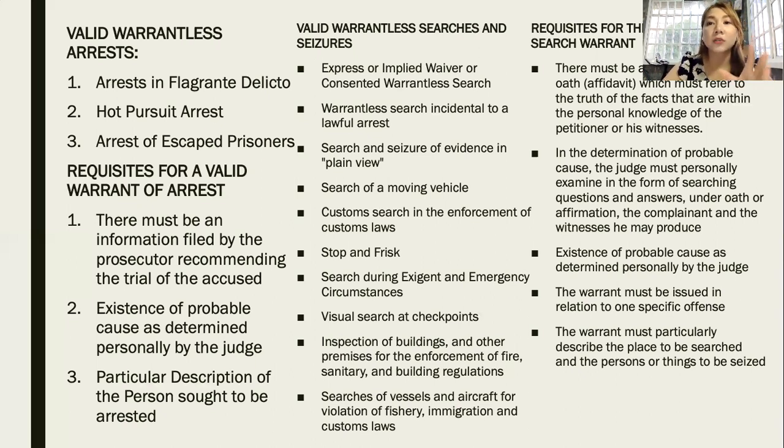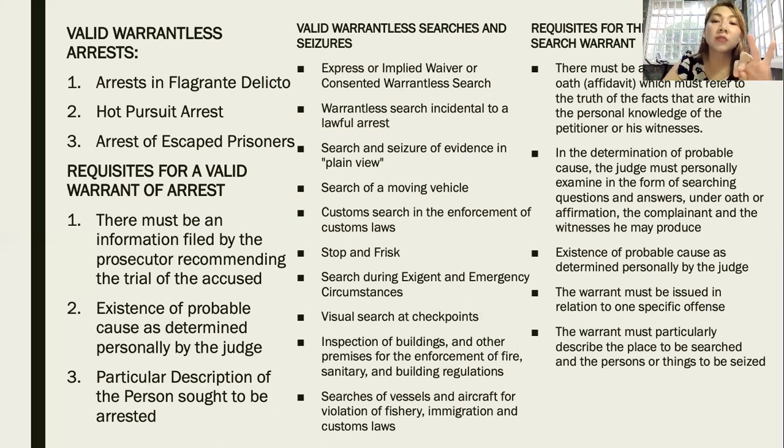Ano naman yung requisites for issuance of a search warrant? So first, there must be an application under oath. Nasa provision na rin ito, or this affidavit, which must refer to the truth of the facts that are within the personal knowledge of the petitioner or his witnesses.